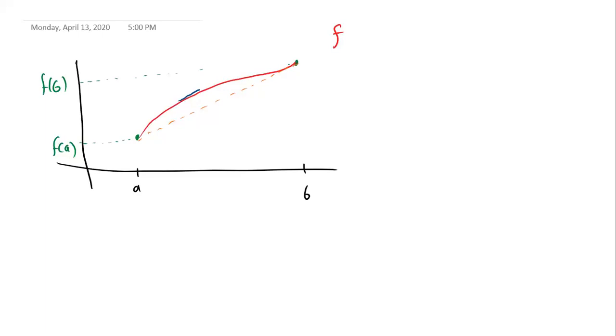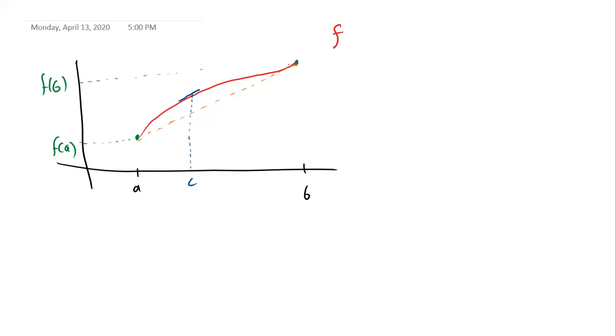So that should be touching the function. It seems like right about there, the slope of the tangent line is equal to the slope of the secant line. And you can see it, right? The blue line and the orange line seem to be parallel. And that's what this theorem is saying. That's what the mean value theorem says.